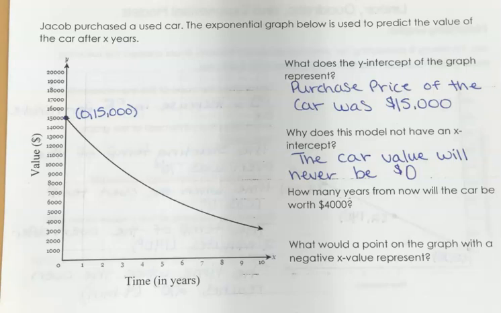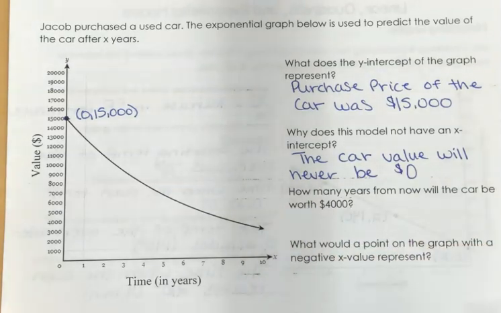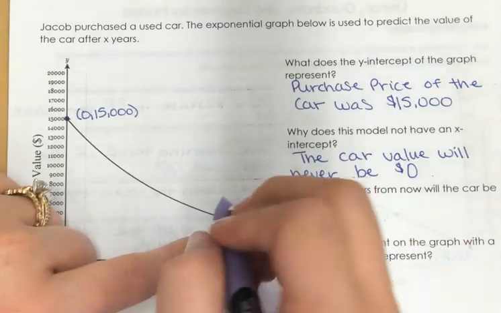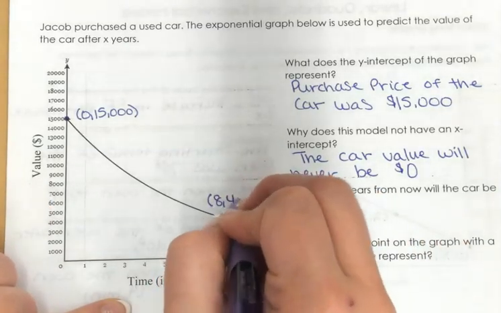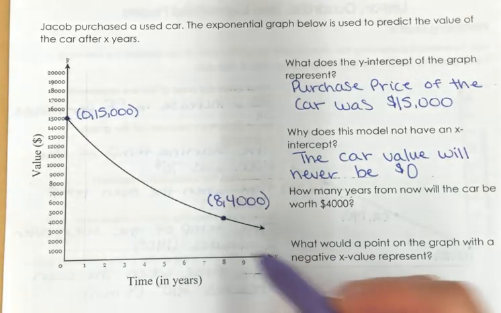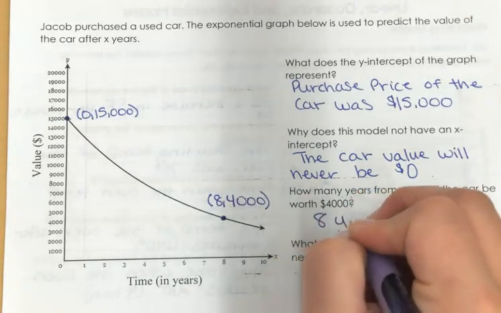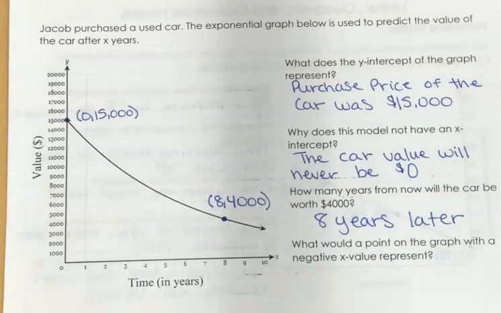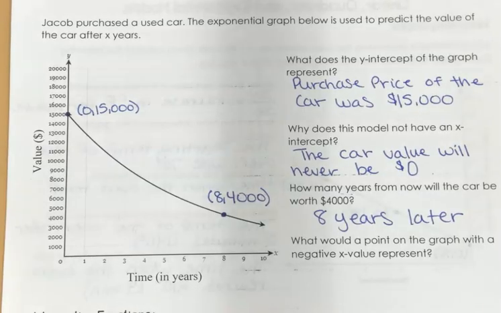How many years from now will the car be worth $4,000? Well, that means I'm going to look where is my y value equal to 4,000, and that is here at 4,000. So that time is going to be my x coordinate in years. That is going to be 8 years after he purchases the car.